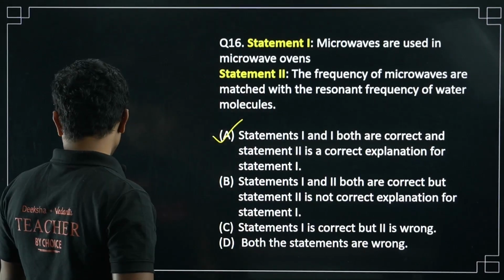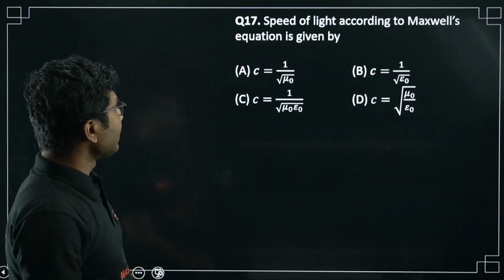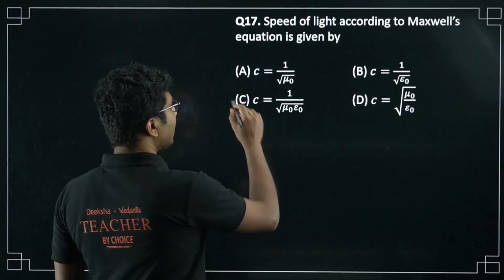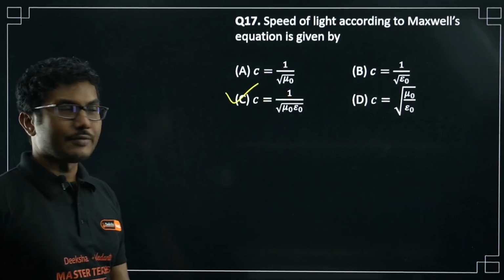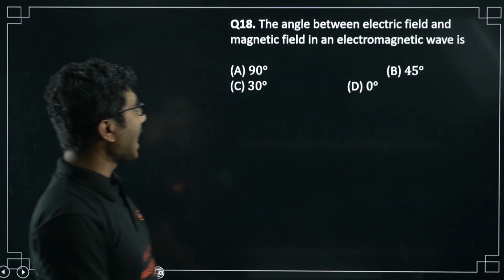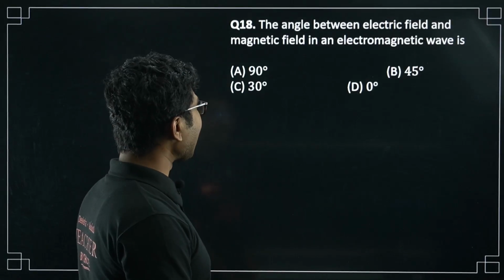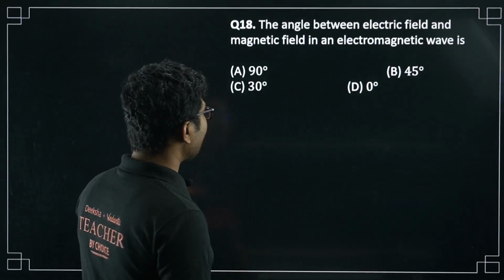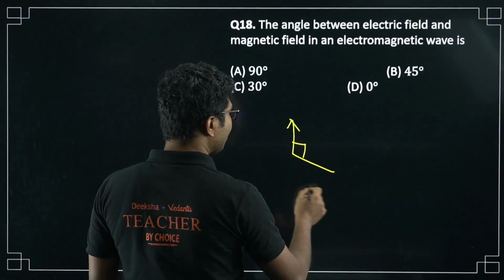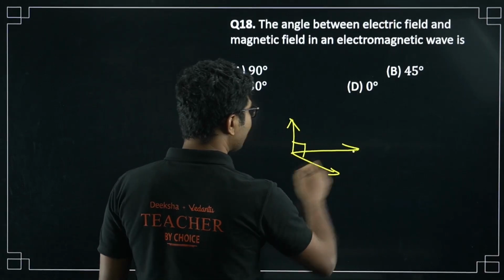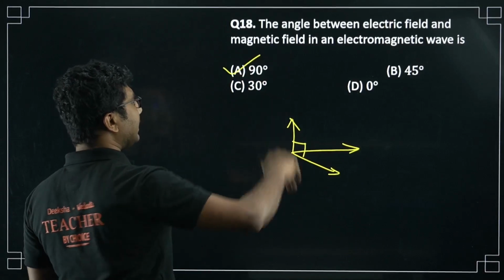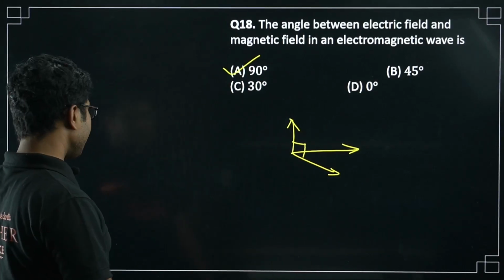Okay, now let's move on to the next question. Speed of light according to Maxwell's equation, C is equal to 1 by square root of mu naught epsilon naught. Easy question, no waste of time. Next question, the angle between electric field and magnetic field in an electromagnetic wave. Electric field and magnetic field are always mutually perpendicular, and this is also mutually perpendicular to the propagation of the wave. So basically 90 degrees is the answer. Another easy question without wasting time.